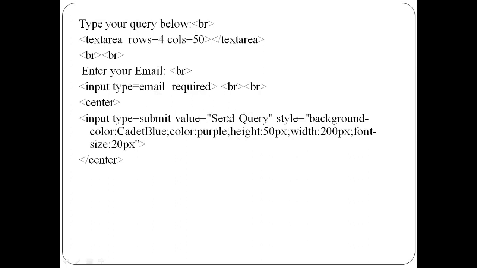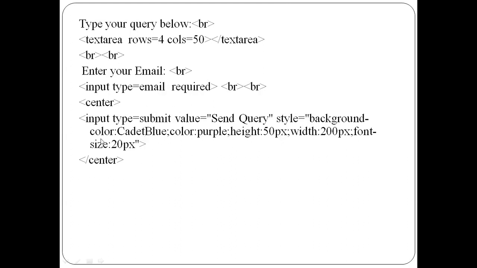Otherwise the default text will be submit query. Okay, so whatever you want to display on button, you will assign that text to value attribute. After that, again I am using inline CSS over here. Okay, that's why I am using style as an attribute. So this particular style will be applicable to only my submit button. So style equal to, inside double quotes I am going to specify a property and its value.